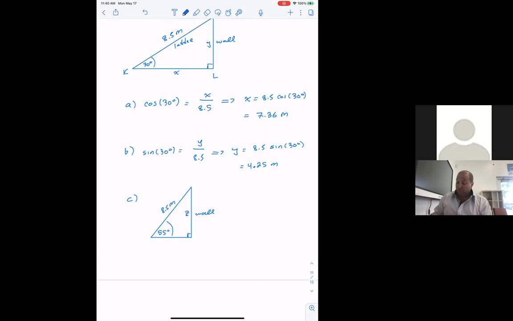Well, I can't use the Pythagorean theorem. I don't have two of the three sides. So what do I have? I'm looking for opposite. I have hypotenuse, opposite hypotenuse. That's sine. So sine of 55 degrees equals opposite over hypotenuse. So if I multiply 8.5 times sine of 55, this gives me to three sig figs, 6.96 meters. That's the highest it can possibly get to.